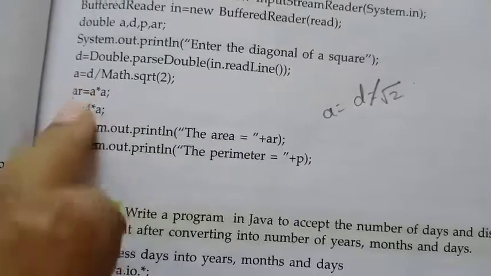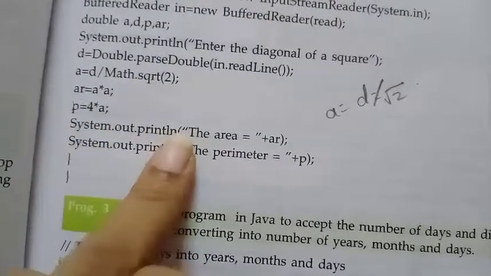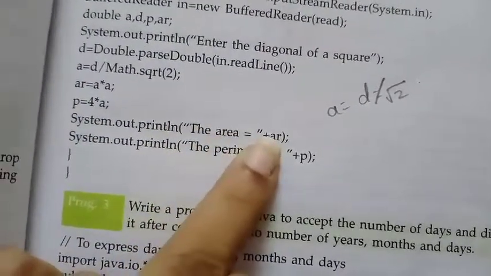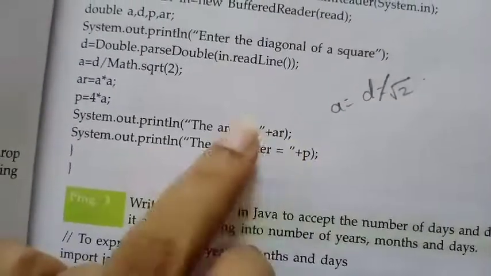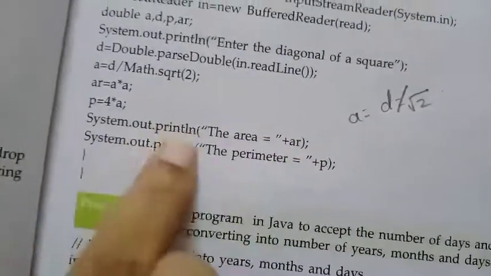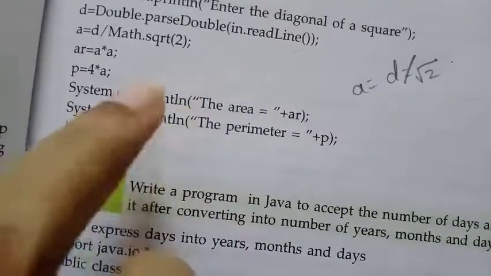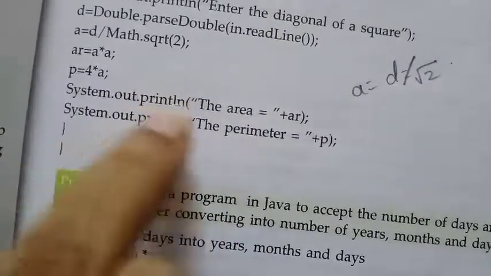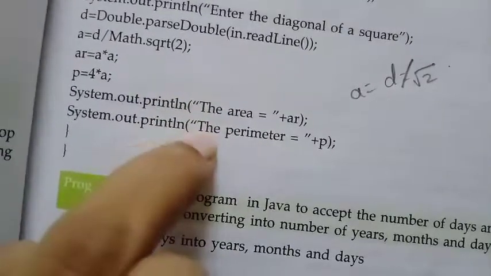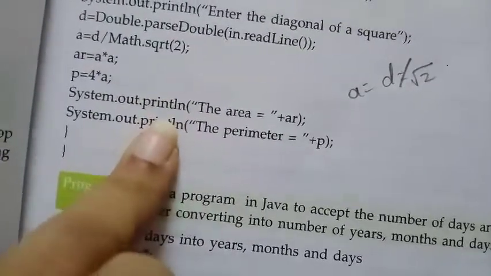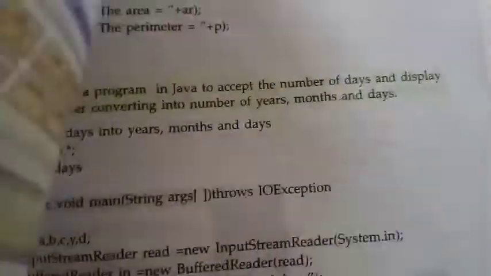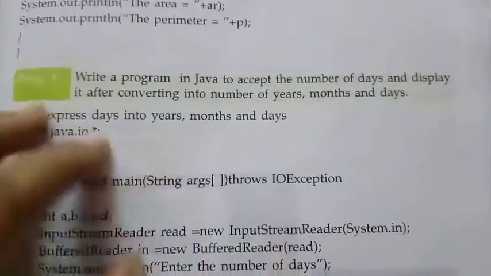So to print these area and perimeter, System.out.println, the area is equal to plus AR. And see here we are using println, not print. If you use print, it will be displayed next to next. We are using println so that it will be in the next line. Okay, so now we will see program 3.